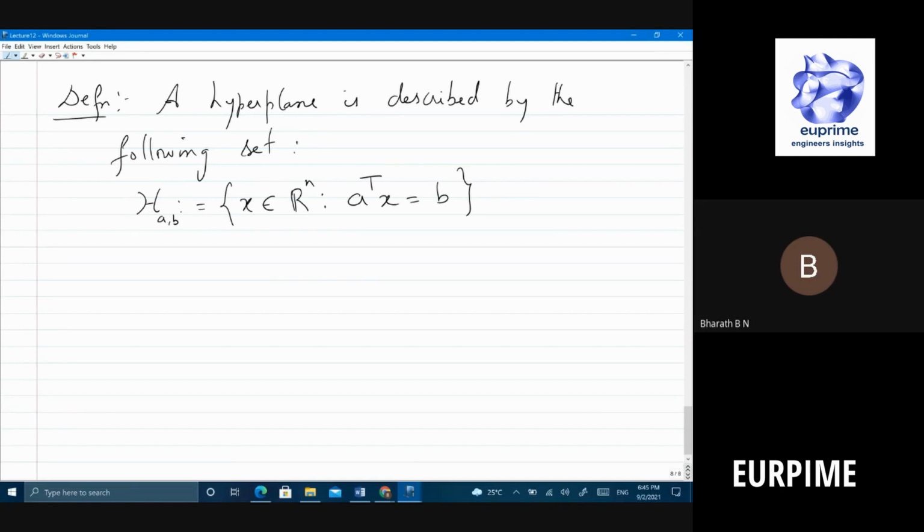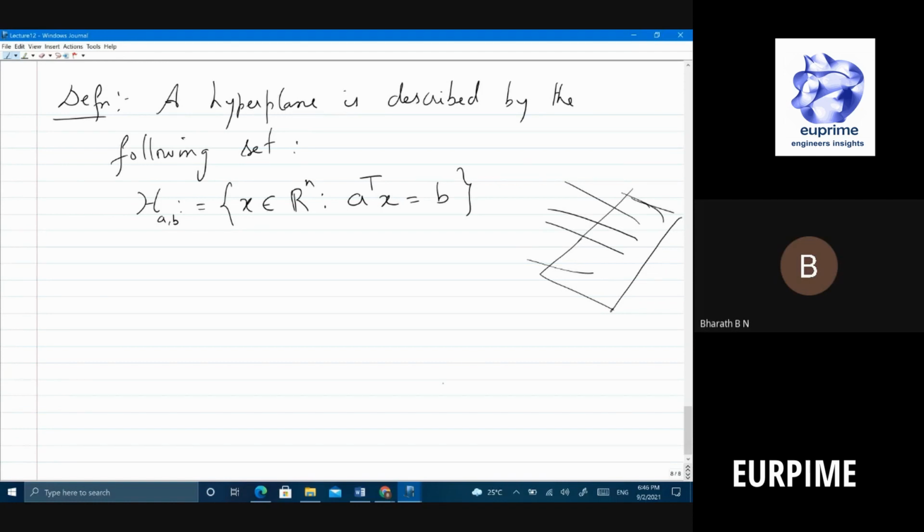Fine. So suppose I give you two points. How do you say that I can squeeze in a hyperplane between the two? In other words, if I have a hyperplane, let's say this is your hyperplane, I should be able to describe all the points above the hyperplane. So how do you do that? How do you describe all the points?